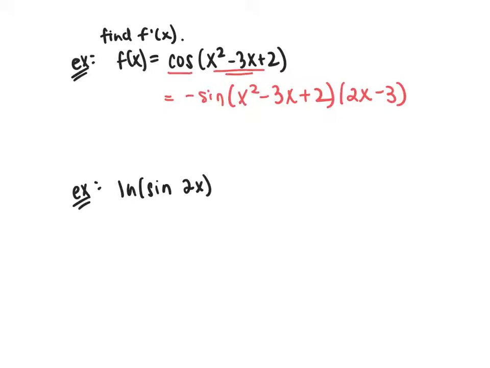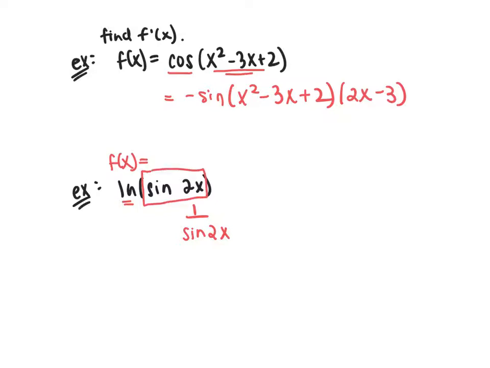On the next one, oops, I forgot to write f of x equals on this. Next one, same way. You start with the outside. You take the derivative of natural log. Derivative of natural log is just 1 over itself. So we're going to follow that with a sine of 2x on the bottom. And then we're going to follow it with chain rule. So now we're on the inside.